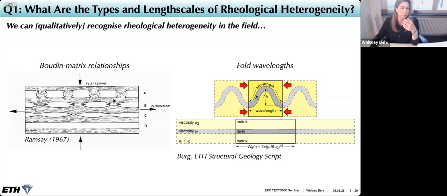For example, boudin matrix relationships, where the sharper the corners and the less lensoidal the boudins, the more viscosity or rigidity contrast you expect across the materials. Similarly, fold wavelengths: the wavelength and amplitude of the folds in multilayers tell you something about the rigidity or viscosity contrast across the layers. So this is one tool that even though it's classical, I don't want to ignore because it's something we use to build a lot of intuition about rheological contrast just by looking in the field.